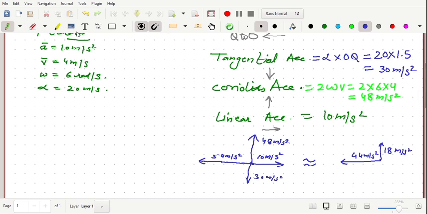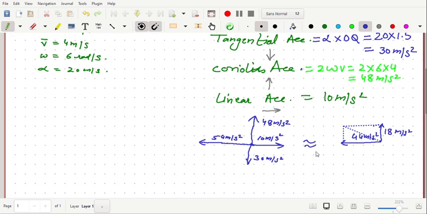In order to calculate the resultant acceleration, we can use the triangle law and can easily find out the resultant, which can be given as under root of 44 square plus 18 square. So we can calculate this data by using any calculator. So 44 square will be equal to 1936, and 18 square will be 324. So 1936 plus 324 will make it 2260.